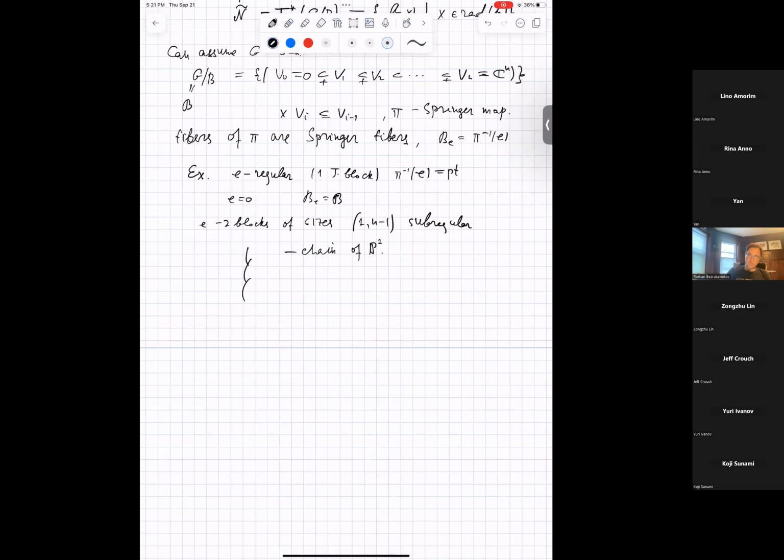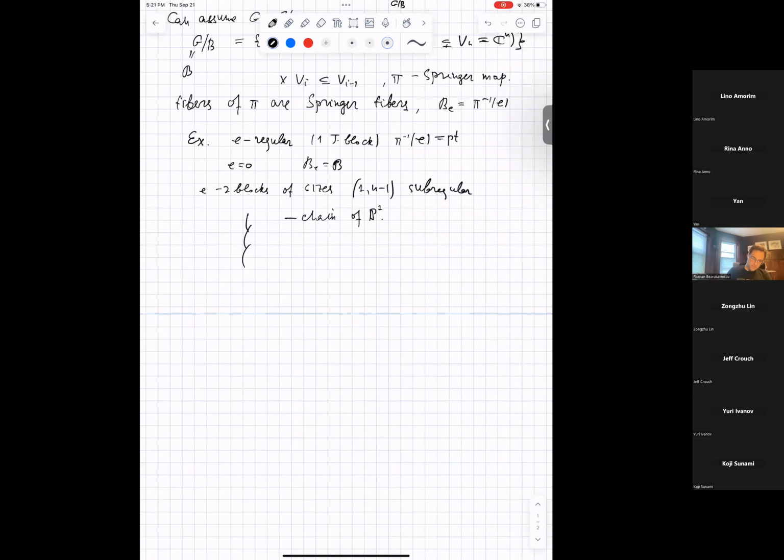But okay, this is maybe misleading. The simple examples aside, in general components are singular, and the singularities are pretty complicated. So there are many geometric questions, quite hard. But still there are good things to say about it. Maybe it's worth mentioning that the geometry of B_E plays a significant role in geometric representation theory.